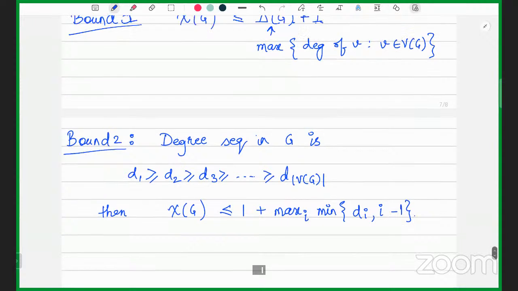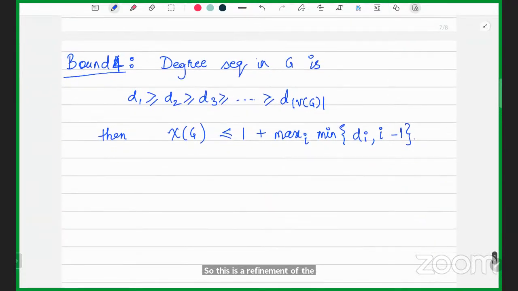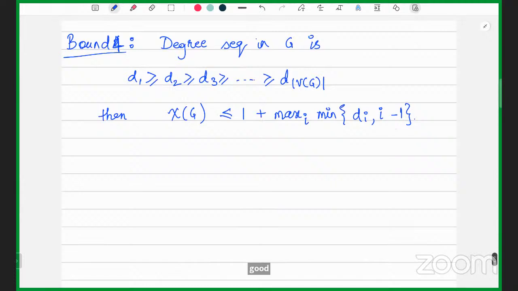So you can see that this being the highest degree also is going to give you at max this answer. So this is a refinement of bound 3. But still, it's not very good. And also, the ordering is quite important. For example, I guess example 7.